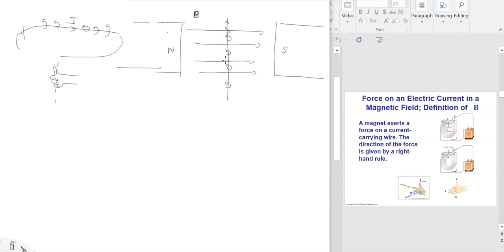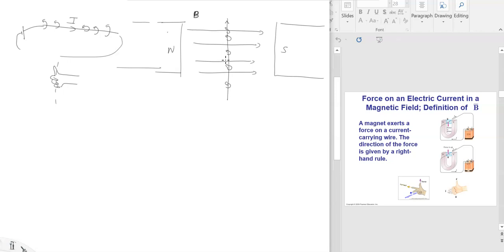We will get into details later how the motor works and all that, but for the time being, when there's a current in a conductor, it has its own magnetic field. You place it in an external magnetic field, the two fields interact with each other and create a force. And that's what we're going to discuss, right? So if you go to this PowerPoint slide on the side, a magnet exerts a force on a current carrying wire.